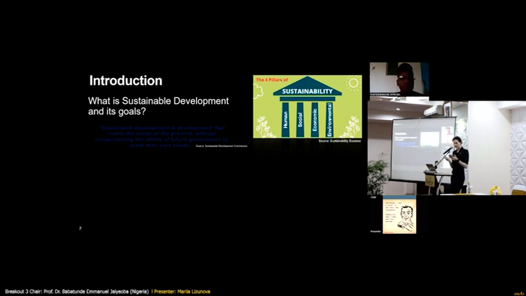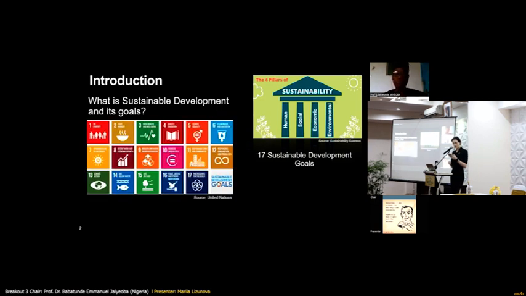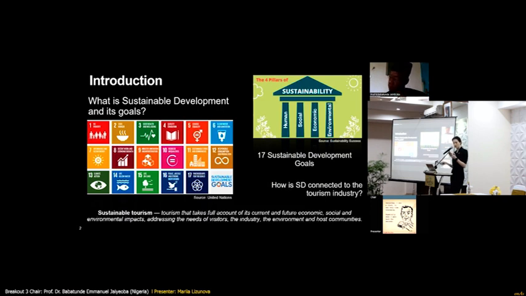So how is sustainable development connected to the tourism industry? In the past years, there has been a tendency of increasing concern over the implementation of sustainable tourism, with the intention to restrain the negative impacts of already existing environmental challenges. And there comes the implementation of the 17 Sustainable Development Goals. Each of the goals has its objective to be achieved, and the tourism industry has the potential to play a significant role.